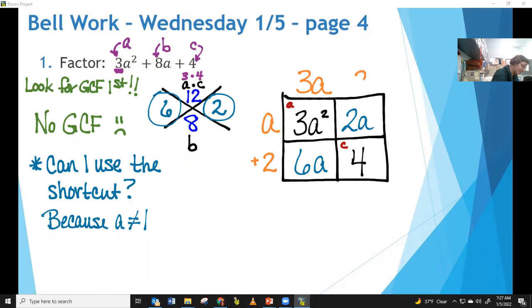Is that going to be a positive 2 or a negative 2? Positive 2. Again, we look at the box that it's touching. That 2a right there is a positive 2a. So we're going to take out a positive there. So what are my factors of 3a squared plus 8a plus 4?